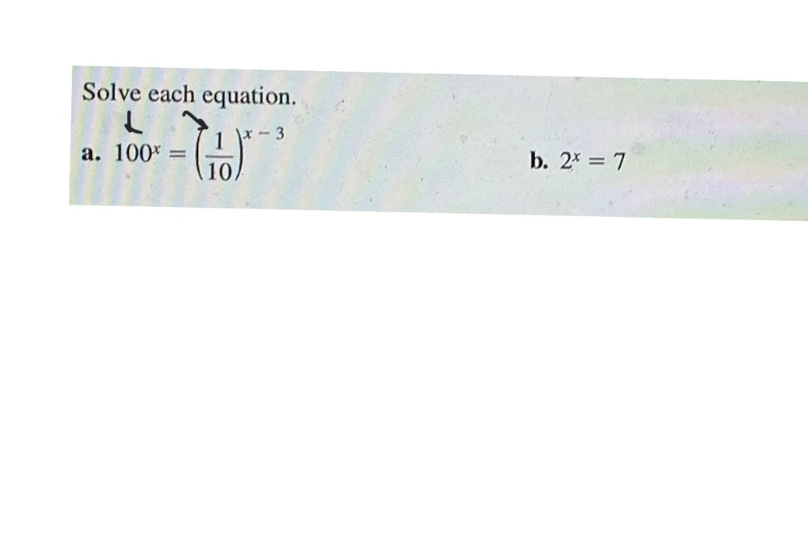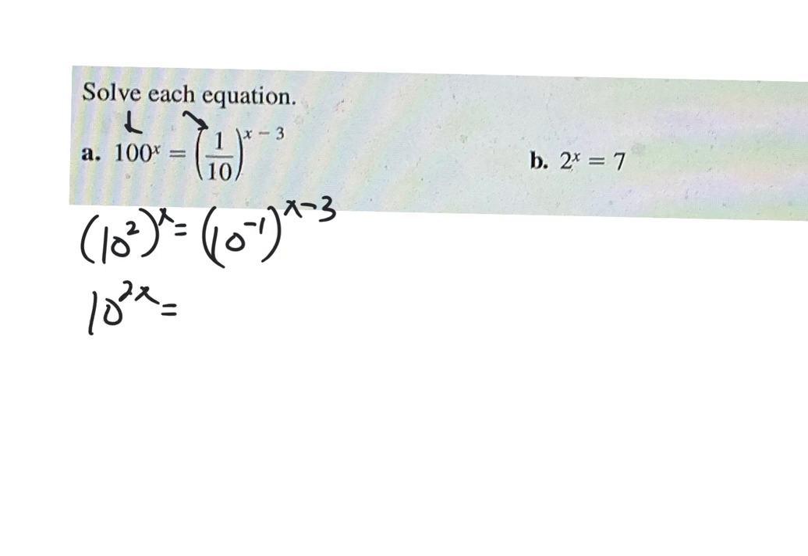So I'm actually going to change them both this time into 10. What I know about 100 is it's 10 squared to the x power. Now, if I want to make the 1/10 become a 10, I've got to flip it, which means I've got to put a negative exponent there. And that's about as hard as it's going to get. That's pretty good right there. Okay, so I'm going to multiply the exponents together. That's 2x. Multiply these exponents together, negative x plus 3.